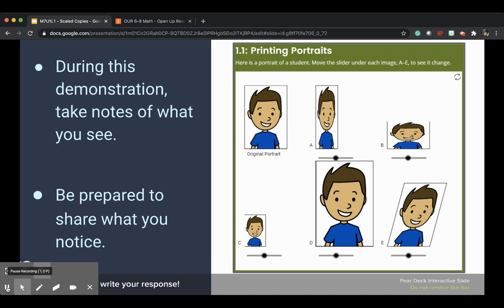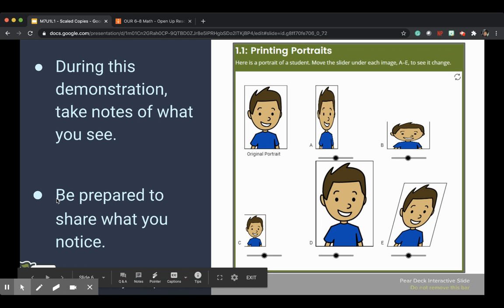The second question is going to be some of the sliders make the scale copies of the original portrait. Which of the portraits from A through E do you think are actual scaled copies? So you have our original portrait. If you had to make a guess of which ones were scale copies of it, which one would you choose? Or which ones would you choose between A through E? And explain your reasoning. And now, based off of that, what do you think a scale copy is?